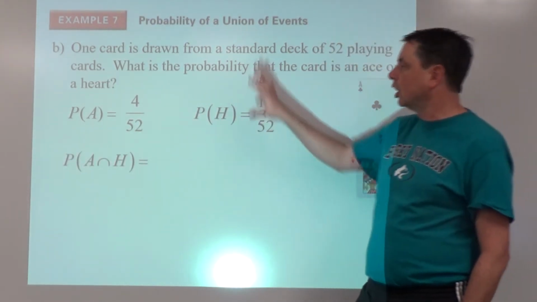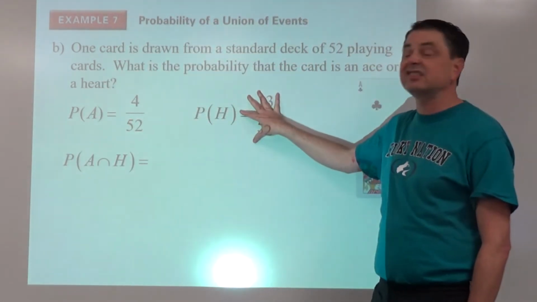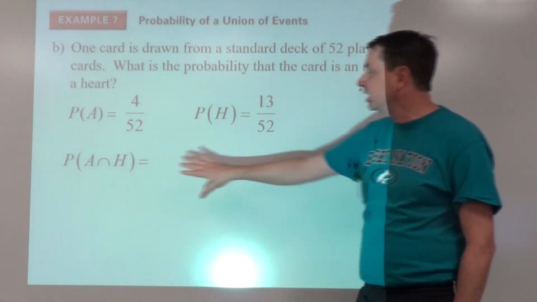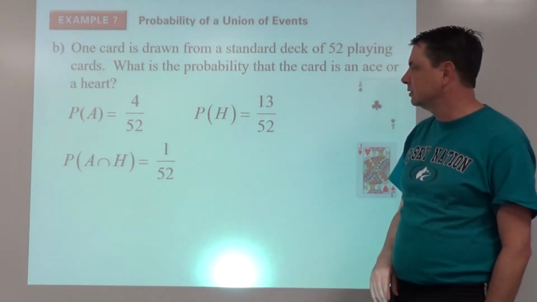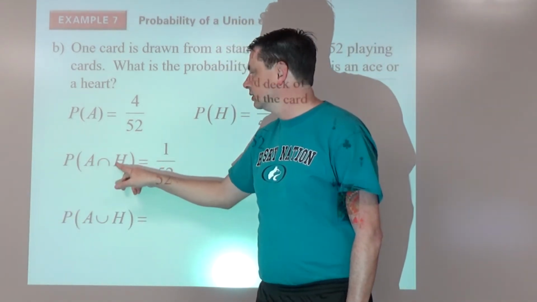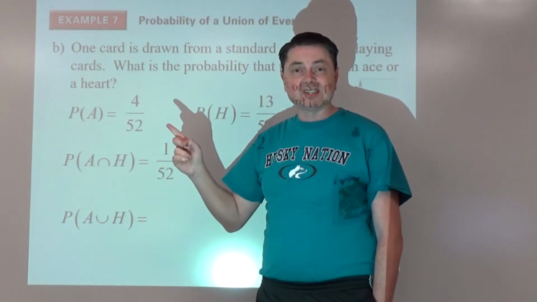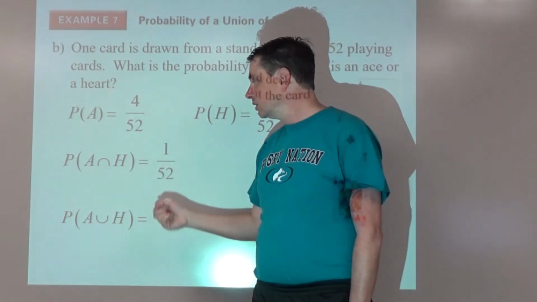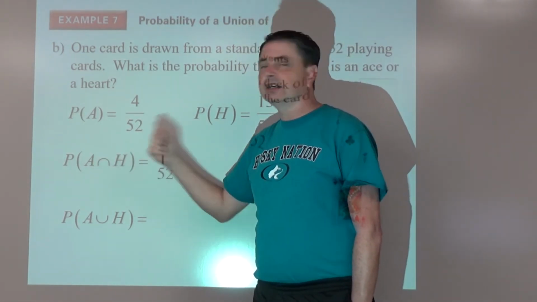Are there any cards that belong to both of these? There are. So we're going to need to add them together, because the intersection, there's one card that's in both of those. It's the ace of hearts. So that's the intersection.